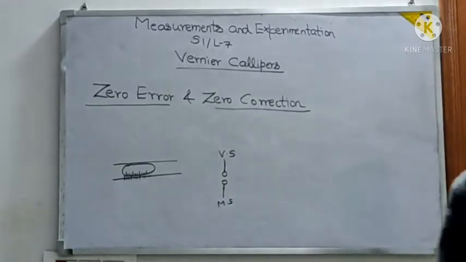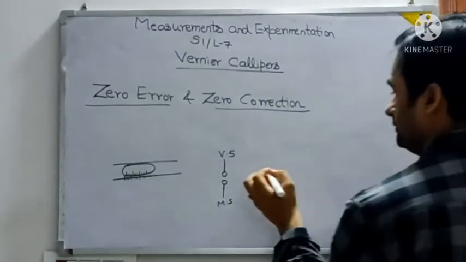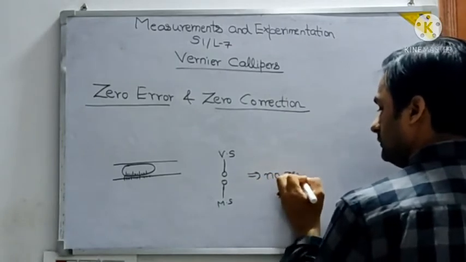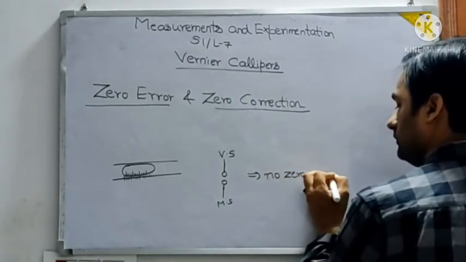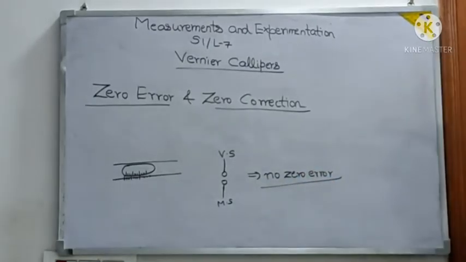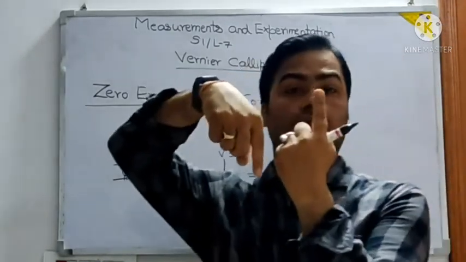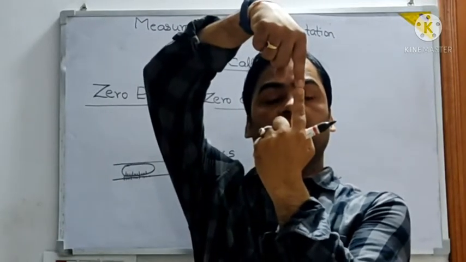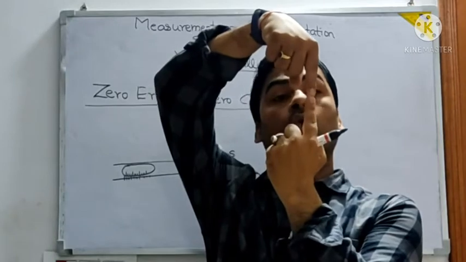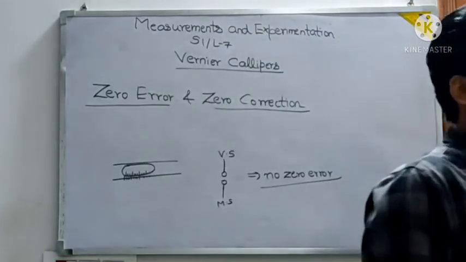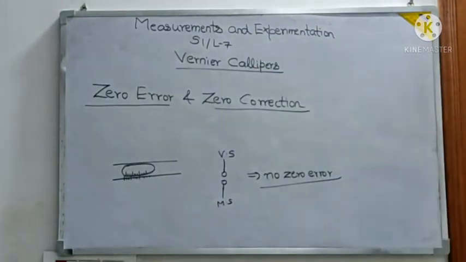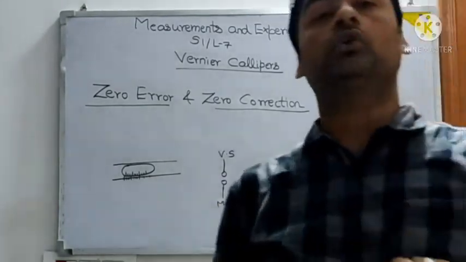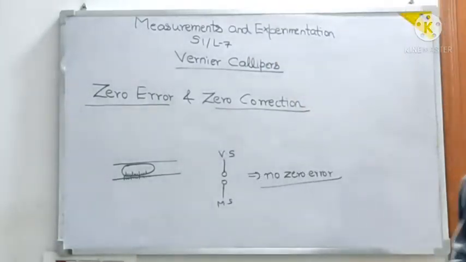If they are one over the other, then what happens? No zero error. That means if the zero of the main scale and zero of vernier scale are one over the other, that means they are coinciding, then what will happen? No zero error. If they are not coinciding, there can be two conditions. What condition can be there?